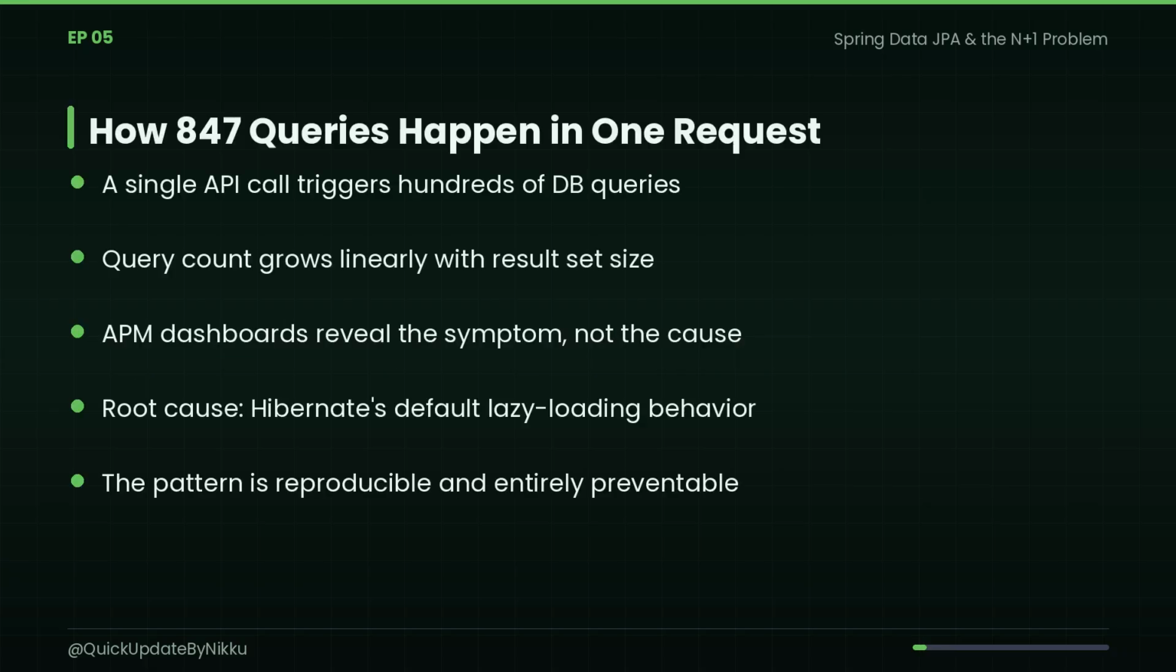The scenario is real: 1 endpoint, 4-second response time, 847 database queries. The APM dashboard shows the spike, but the actual cause is buried in code that looks completely reasonable. Hibernate's default behavior silently generates a query for every associated entity it needs to load, and that number scales directly with how many rows come back from the first query.